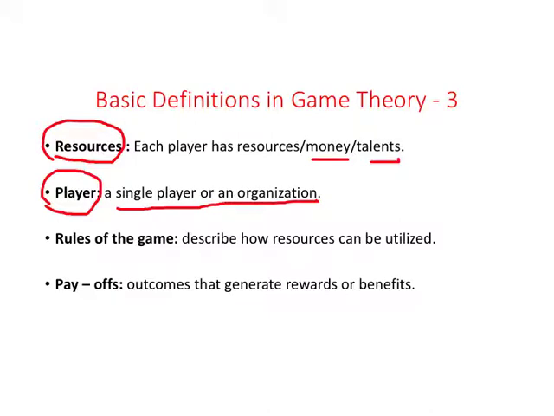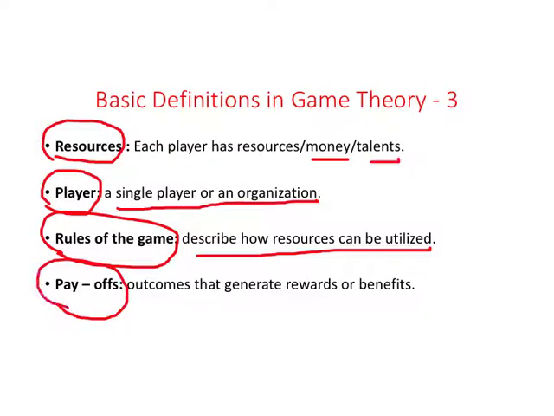Then whenever we play a game, rules of the game are very important. And how do we define rules of the game? They describe how these resources can be utilized. It could be money, it could also be your physical strength, how it can be utilized, and that will give us the rules of the game. Associated with every game is also the payoff. By payoff we mean outcomes that generate rewards or benefits.